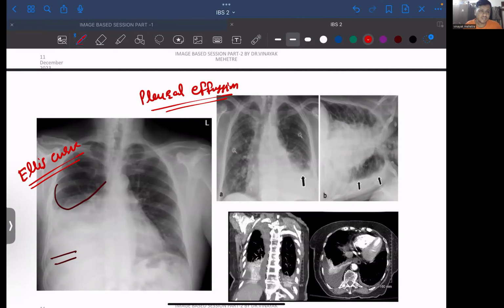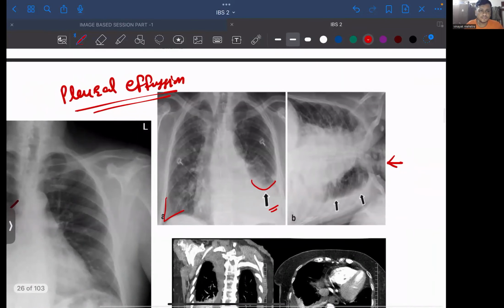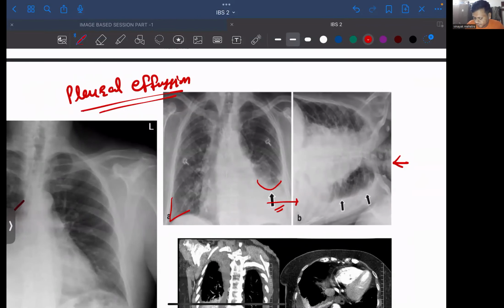Classical images are not always classical when it comes to clinical practice. Look here, a small curve and obliteration of the CP angle. Over here you can see the CP angle, right? But it is not there. It can be like this as well. They can even give you a sleeping position X-ray to understand. Take a look over here. What happened? This pleural effusion went like this.